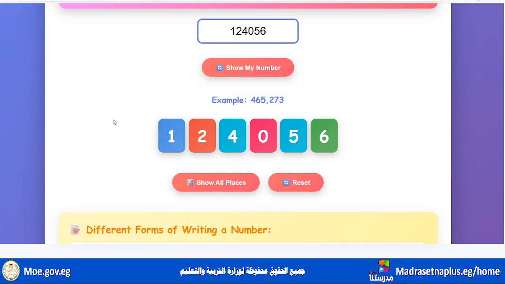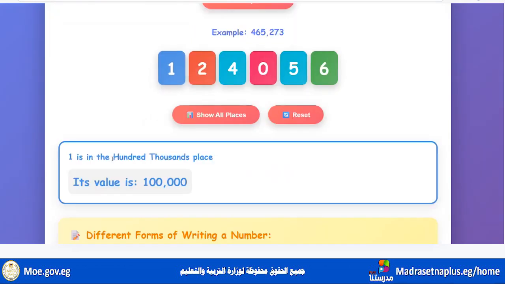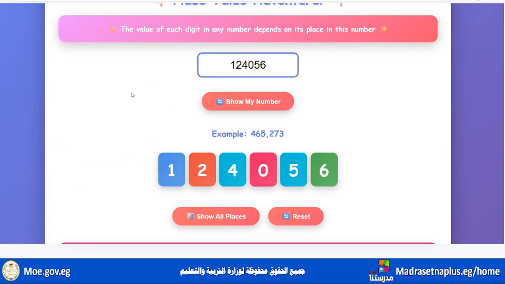So I wrote 104,056. Let's go digit by digit. For the first one, 1 is in the 100,000 place, 100,000. 0 in the 10,000 place is 0. 4, thousands place, 4,000. What about this digit, 0? It is in the hundreds place. Its value is 0. Let's draw another number. Let's remove the 2 and write 0 to check the difference between this 0 and the other 0.